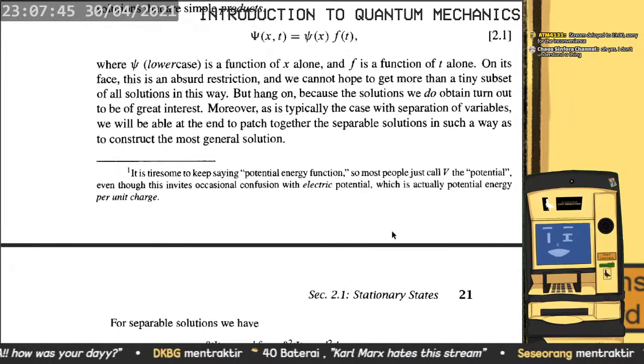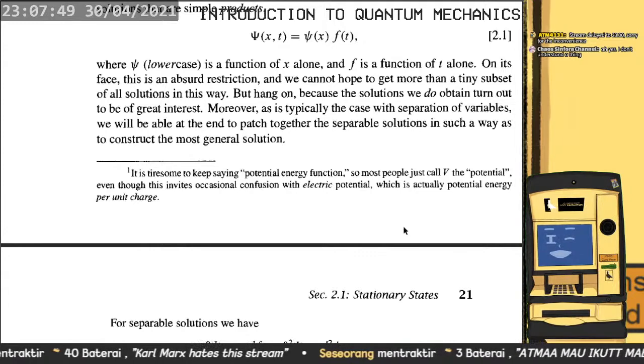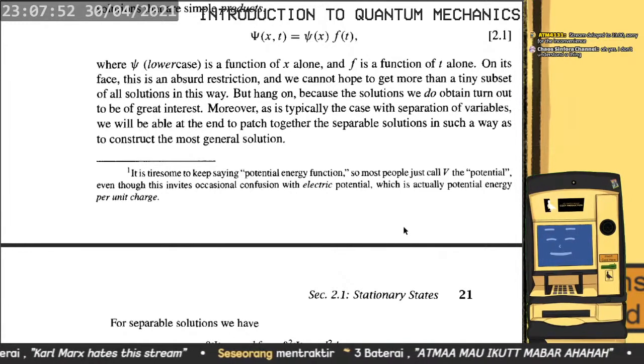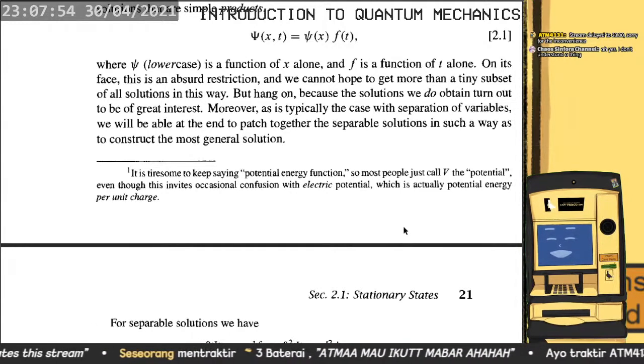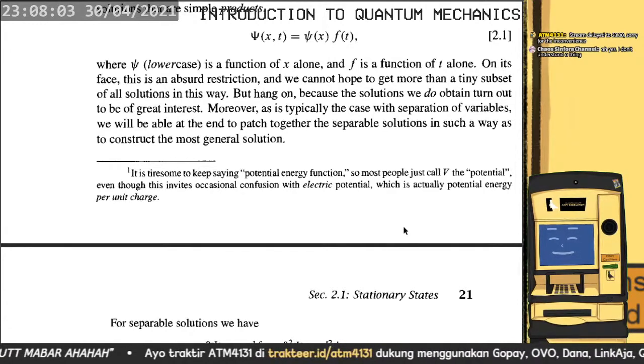Oh man, the footnotes. It is tiresome to keep saying potential energy function, so most people just call V the potential, even though this invites occasional confusion with electric potential, which is actually potential energy per unit charge.